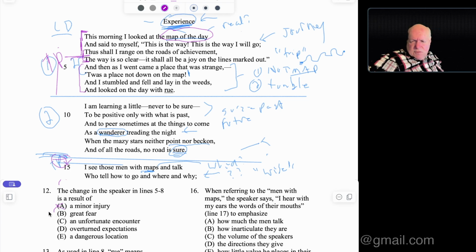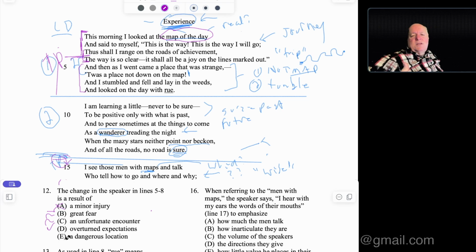So I don't think it's fear, but I don't want to cross it out because I know the other answers yet. An unfortunate encounter. All right, so that certainly happens. They got lost and they fell, so we're stuck with B and C. An overturned expectation. So that's even more interesting. I actually put a check mark there.